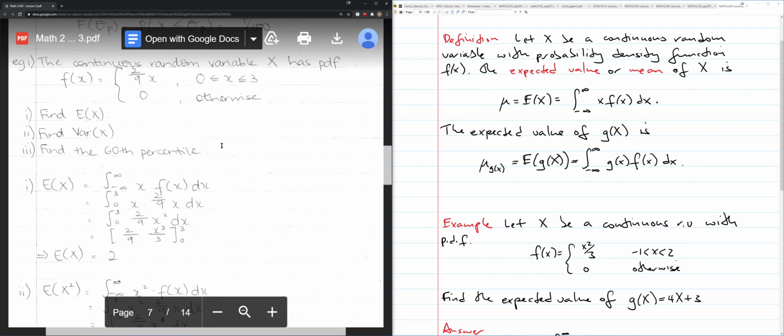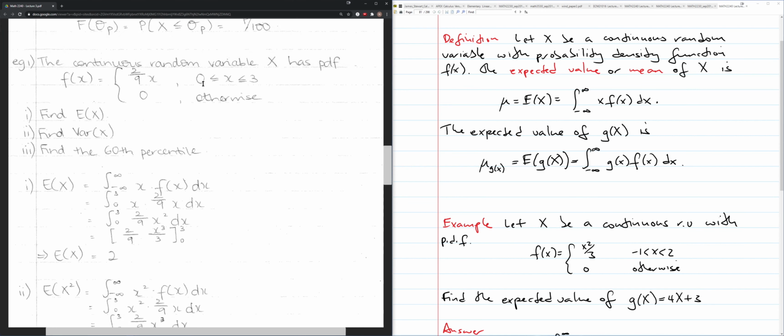So for example, take this continuous random variable X over here with a PDF. Notice the PDF is only non-zero between 0 and 3. So we want to get the expected value of it.